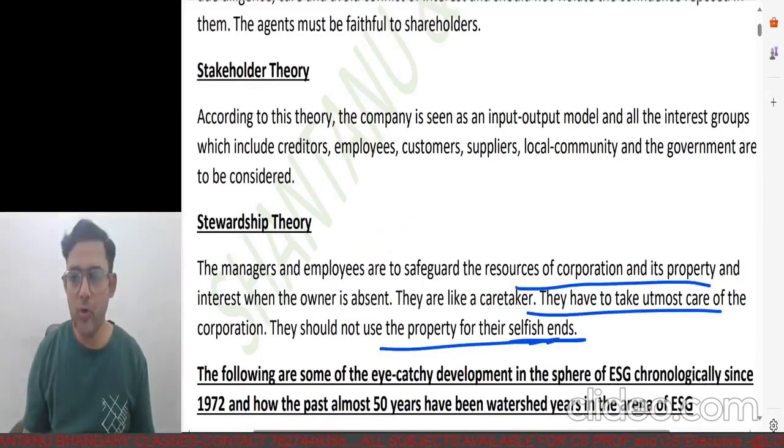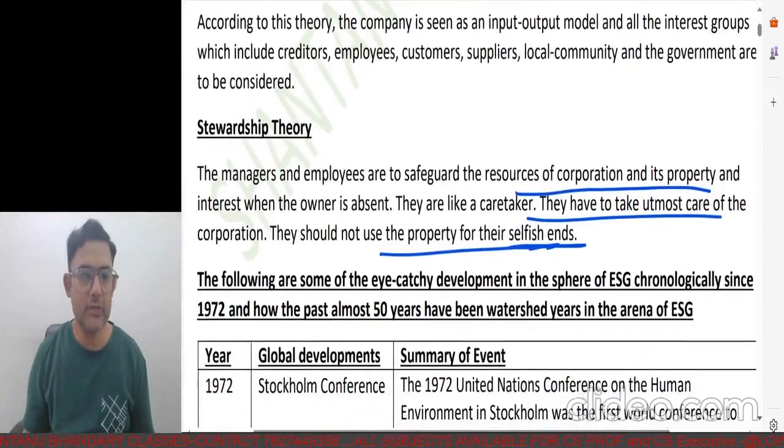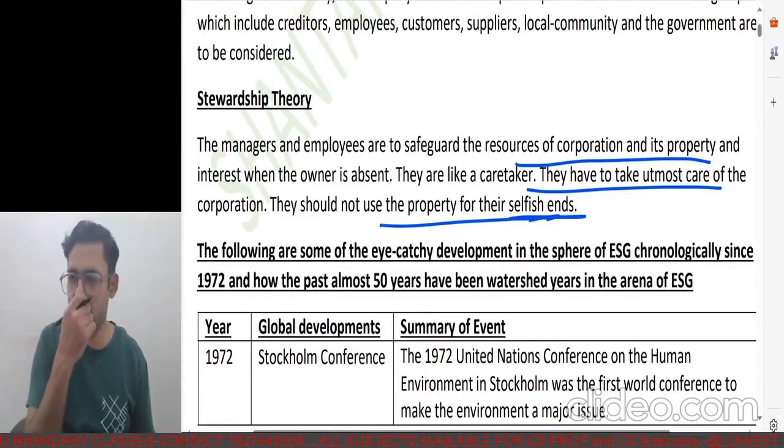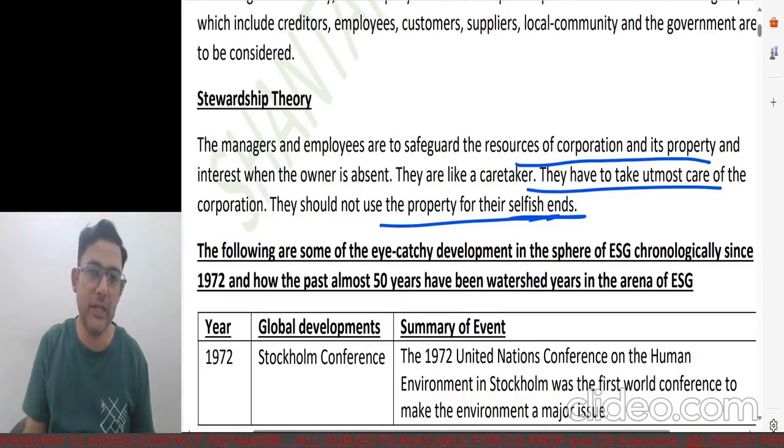Okay, now let's move forward and discuss a few of the theories that have been developed in the area of ESG. It says that in the last 50 years, ESG has changed dramatically. Nobody was talking about the environment or the governance structure, but in the past 50 years, many countries have included ESG in their legislation, or the rules and regulations that need to be followed by a particular company.